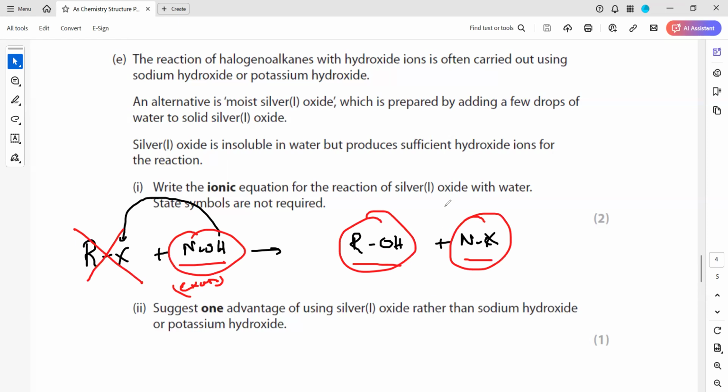Then we have to carry out a separation. Because they are all soluble, it is difficult to separate the soluble substances from each other. We have to form a precipitate, otherwise it's really hard to separate them. But what is the advantage if you use silver(I) oxide? When silver(I) oxide is mixed with water, it produces a silver ion and the hydroxide ion.